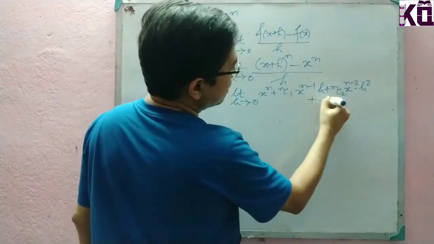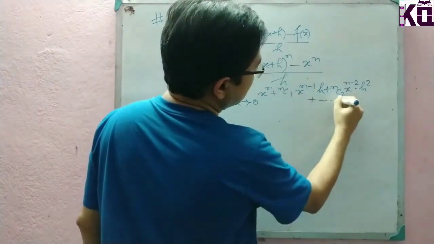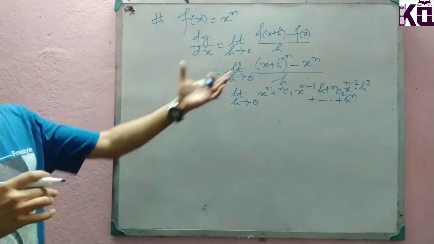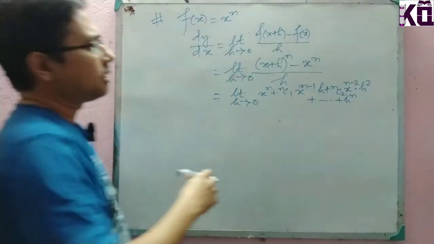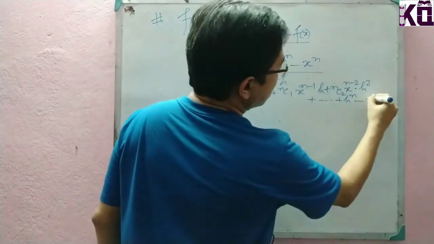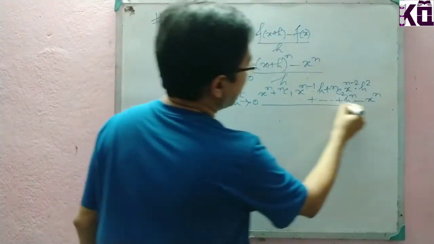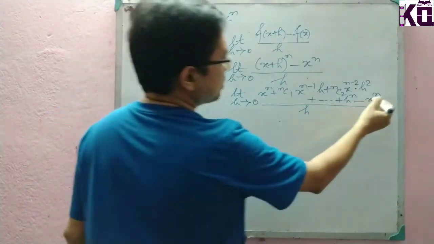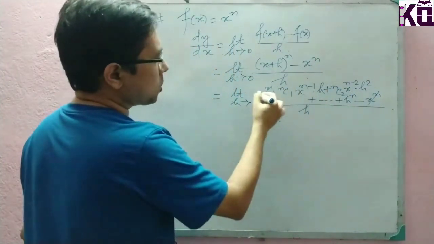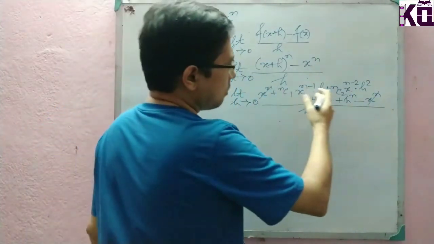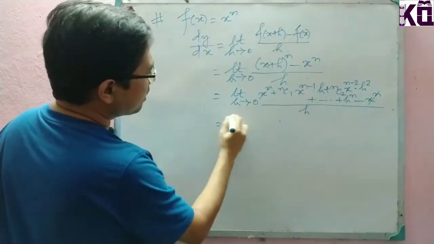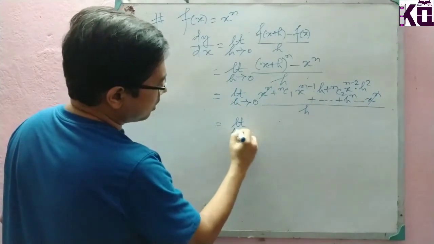That is the binomial expression of (x plus h) whole to the power n, minus x to the power n, and whole divided by h. So x to the power n and this x to the power n cross out. Ultimately, whatever the value, we can take h as common from this numerator.